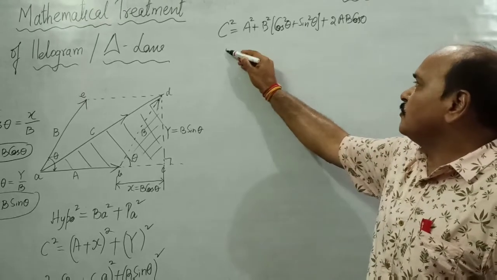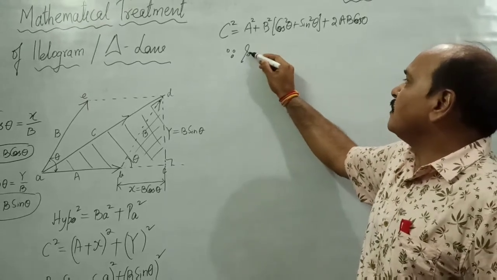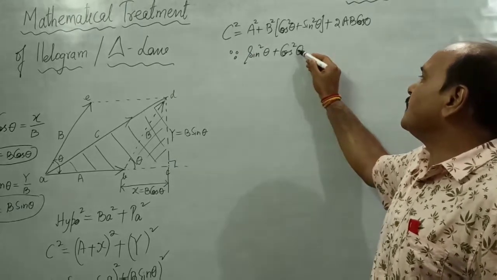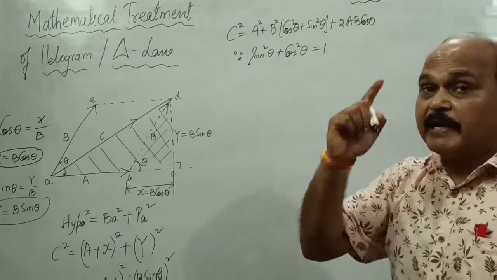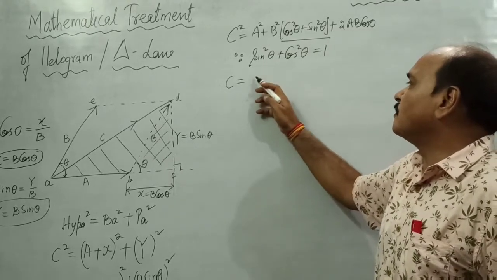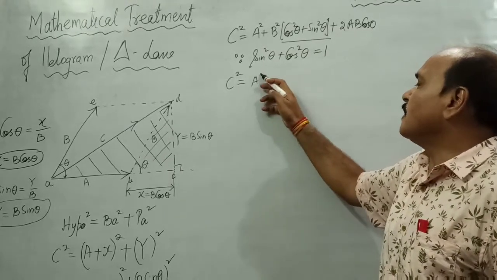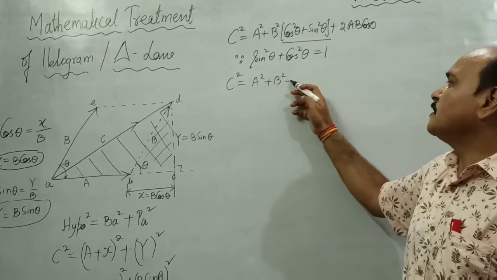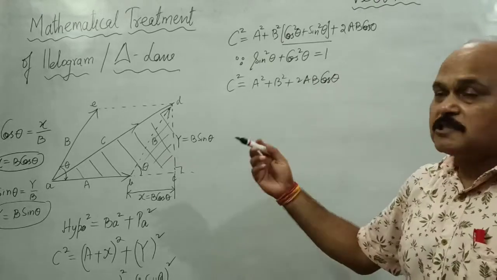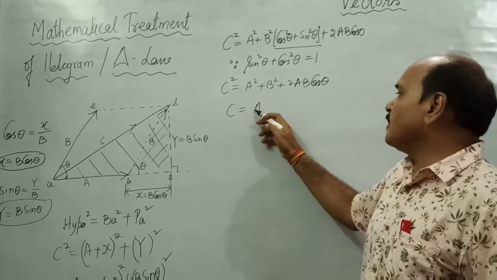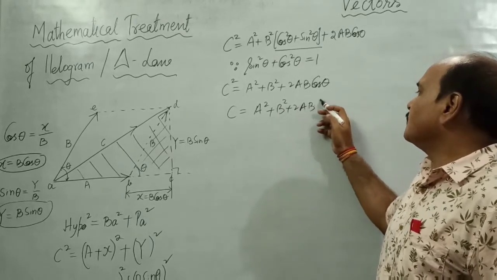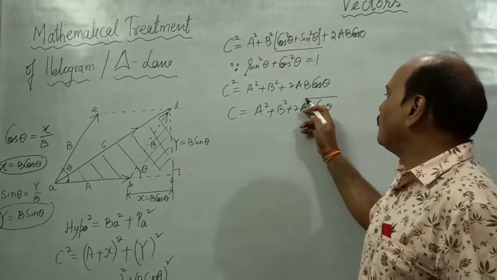Well, all of us know that sin squared theta plus cos squared theta is 1 for every angle. Therefore, this value is going to be 1. This simply means C squared is going to be A squared plus B squared plus 2AB cos theta. So what is the value of C? The value of C is going to be the square root of A squared plus B squared plus 2AB cos theta. This is the value of C.